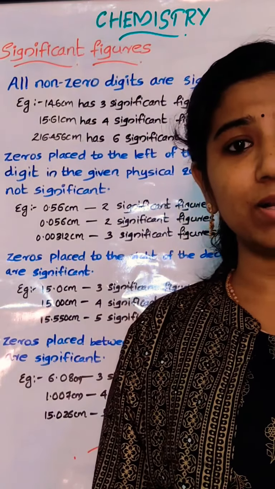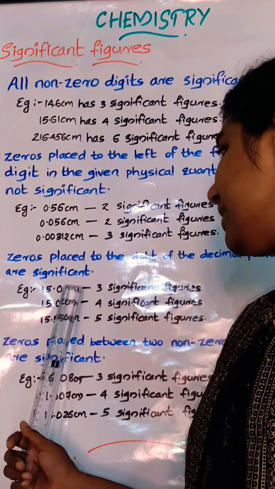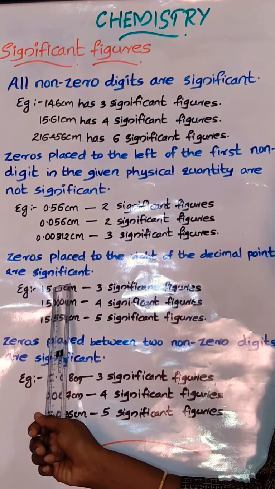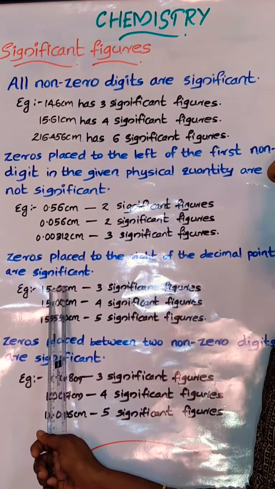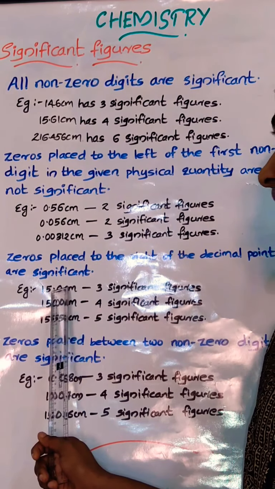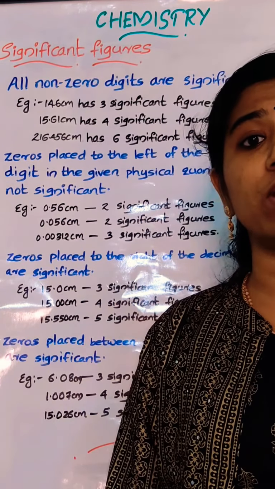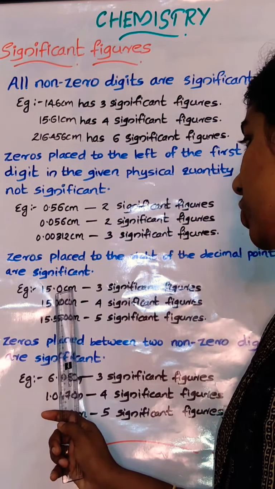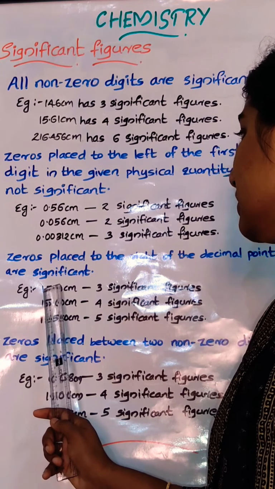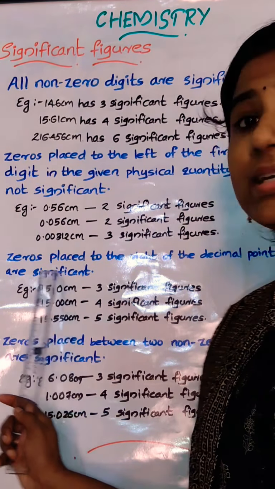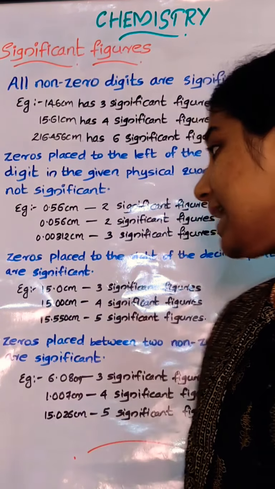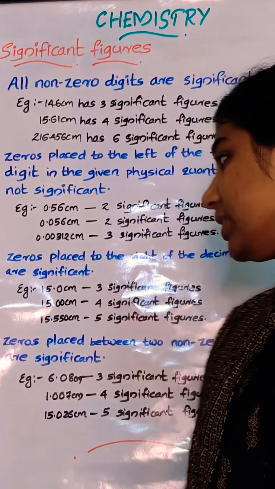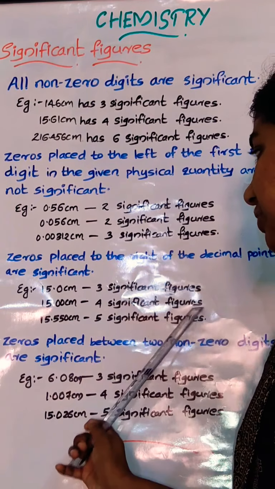Then we can go to the example 15.0. In 15.0, this 0 is placed to the right of the decimal point. Then we can say that this 15.0 centimeter will have 3 significant figures. This 0 is placed to the right of the decimal point, so it is also considered as significant. Then another example, 15.00 centimeter, will have 4 significant figures.